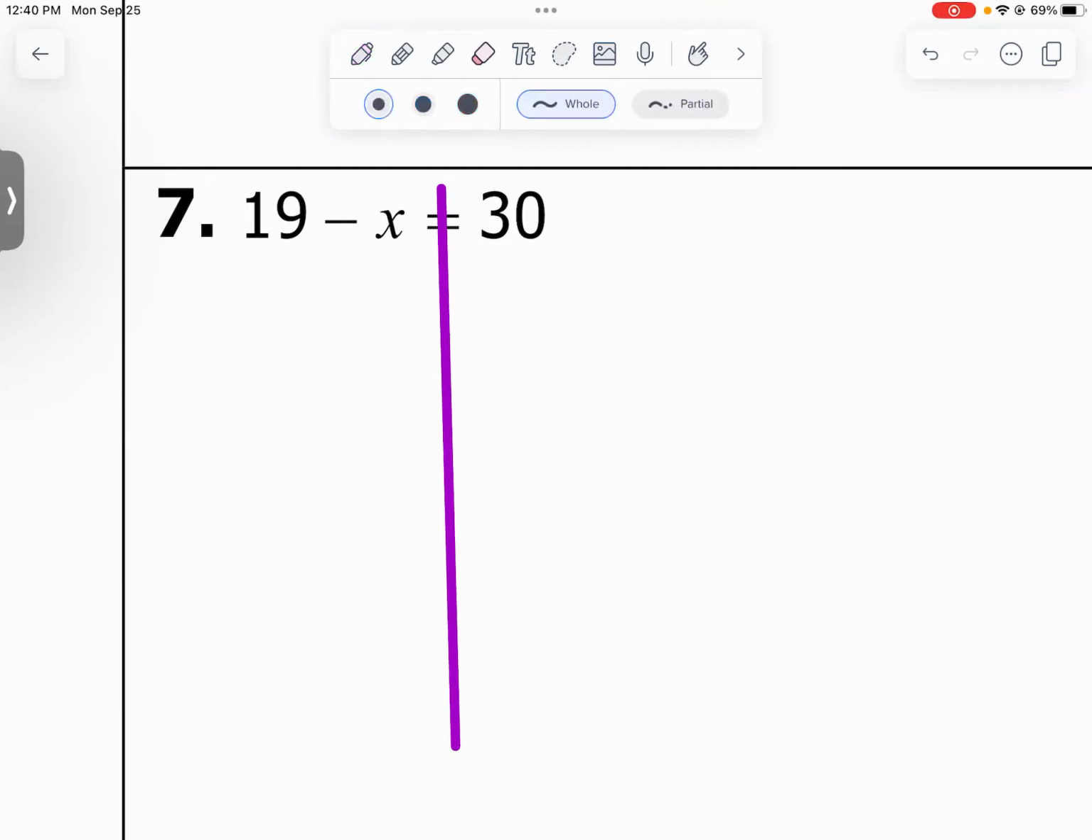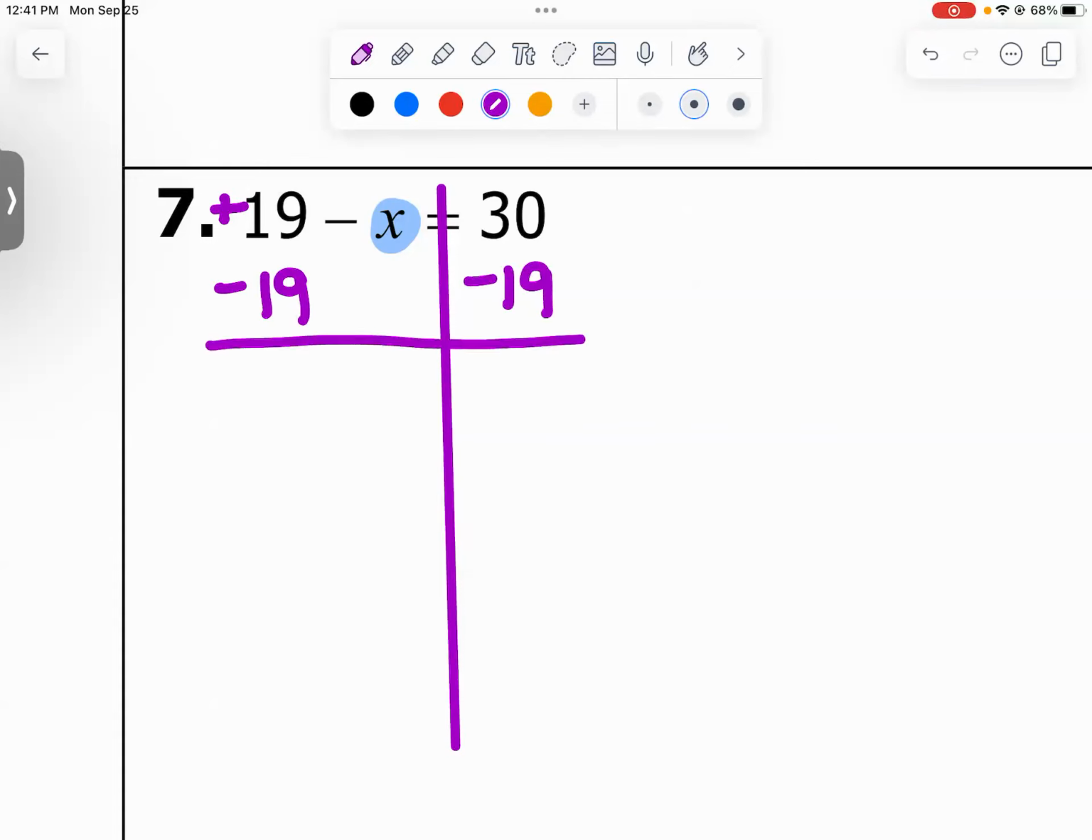I'm gonna highlight my variable X. There it is. Okay. Brady, what's the first thing we need to do? We need to get rid of the 19. Now, what kind of 19 is it? Positive. It is a positive 19. So we need to subtract 19 from both sides. Okay. So that the positive 19 minus 19 will cancel. What's 30 minus 19? 11. Okay. And then what do we have left on the left side?